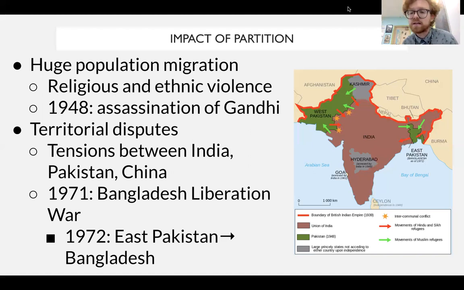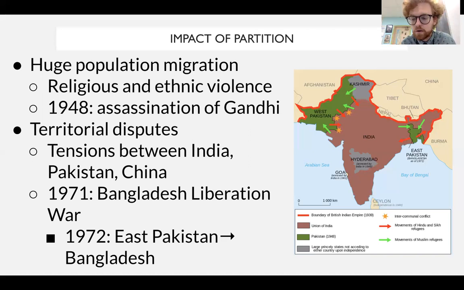We are going to see tensions over territory between Pakistan and India, and China even gets into this mix, especially over this region up here known as Kashmir. This is a major region of northern Pakistan and northern India, and it's not really clear who owns it. So there's going to be even continued violence and fear of violence to this day in the Indian subcontinent.